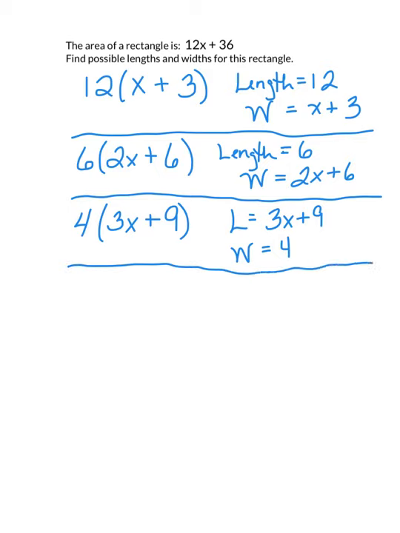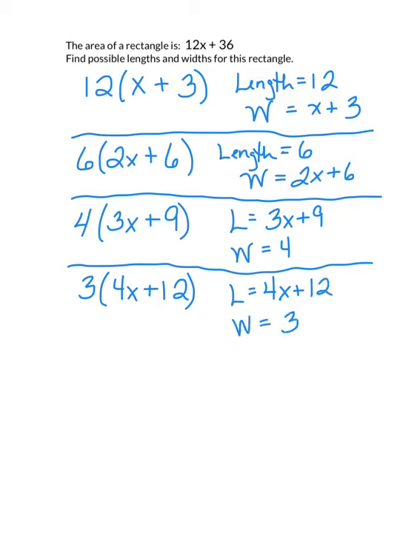What else goes into 12 and 36? Well, I know 3 can go into 12 and 36. 3 times what gives me 12x? 4x. 3 times what is 36? 12. So here, I'm going to go in reverse again. My length is going to be 4x plus 12, and my width could be 3. And like I said, these could be reversed. You could say the length is 3 and the width is 4x plus 12.